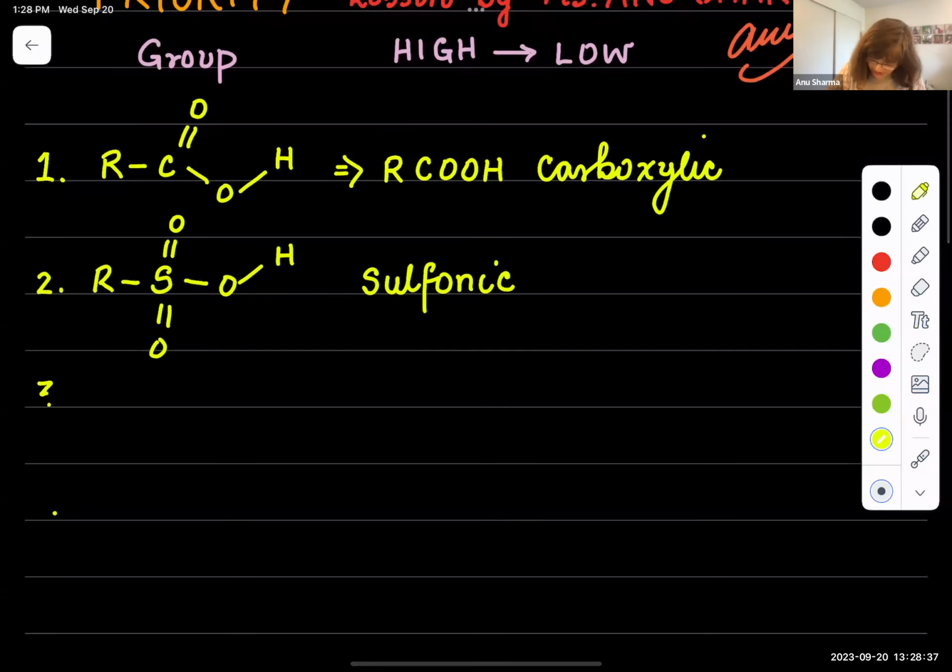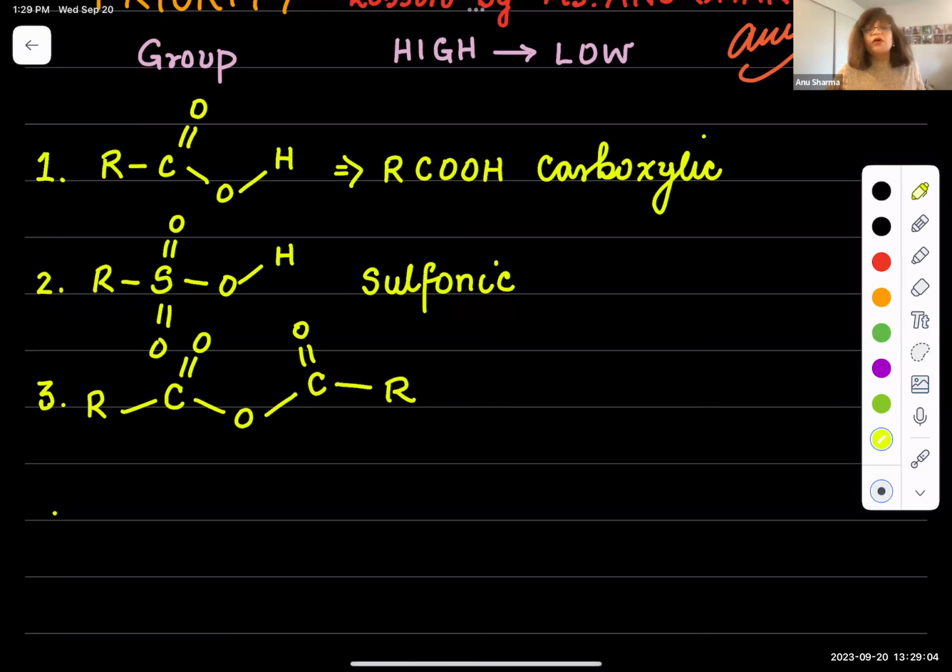Next, the third priority is the anhydride. Now what is an anhydride? When two acids fuse together. Here R can be the same or different, it doesn't matter. So here you form the same acidic group, COO. Now instead of hydrogen comes the carbonyl of the other acid, CO, and then R. But it is this group where oxygen links the two carbonyls. This is called the anhydride. Basically, water is removed. So this is the anhydride group.